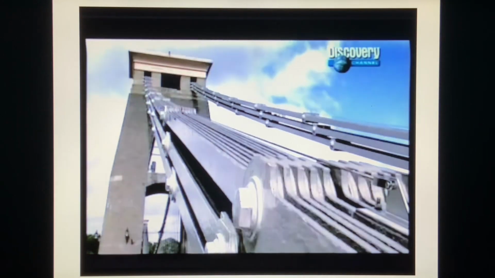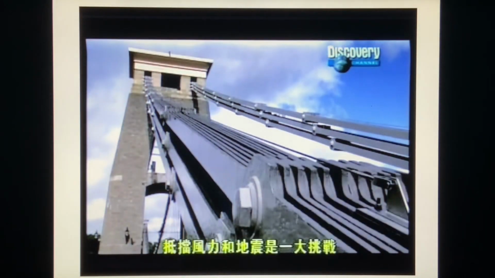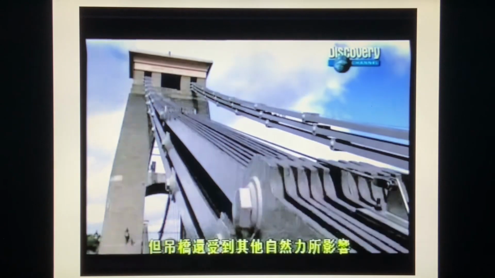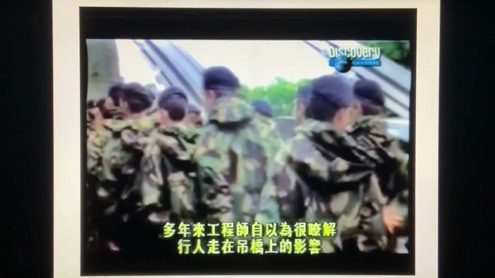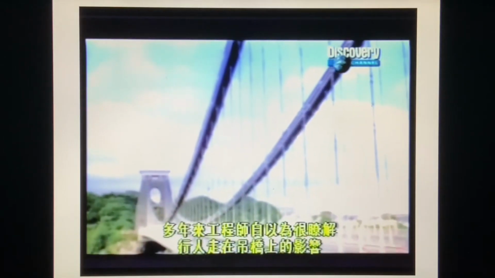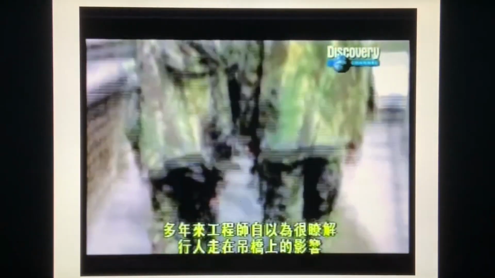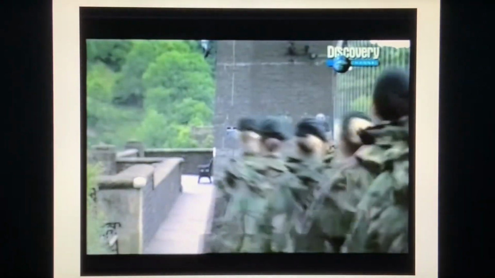Resisting wind and earthquakes is a challenge, but there are other forces of nature out to get the suspension bridge. Over the years, engineers thought they understood the effect of people walking on a bridge, but they didn't. Down you two! Break step!